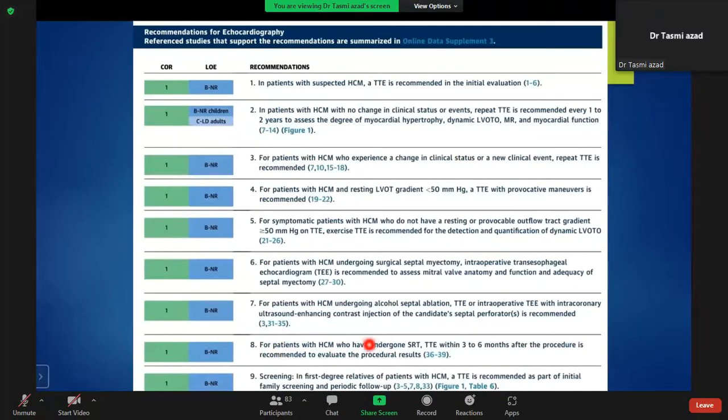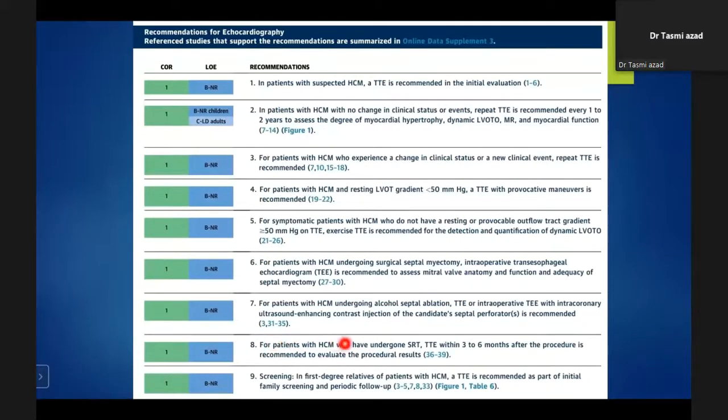We'll show you in the next slide that there are some procedures in hypertrophic cardiomyopathy management, like septal reduction therapy, intraoperative follow-up. Intraoperative evaluation with transesophageal echo will be helpful for us. In these, transesophageal echo is a class 1 recommendation.